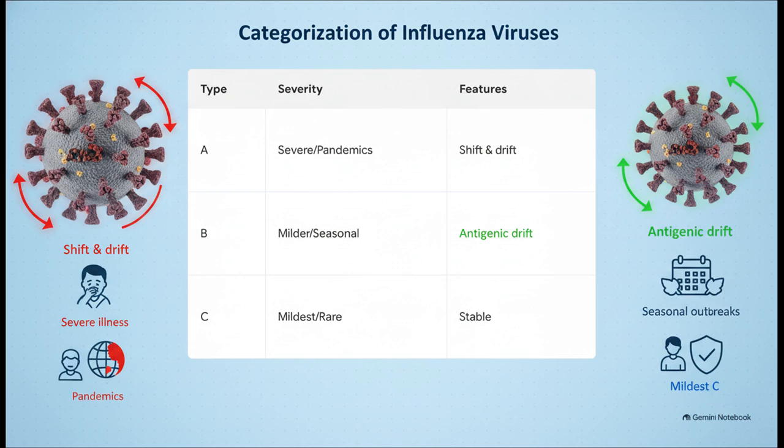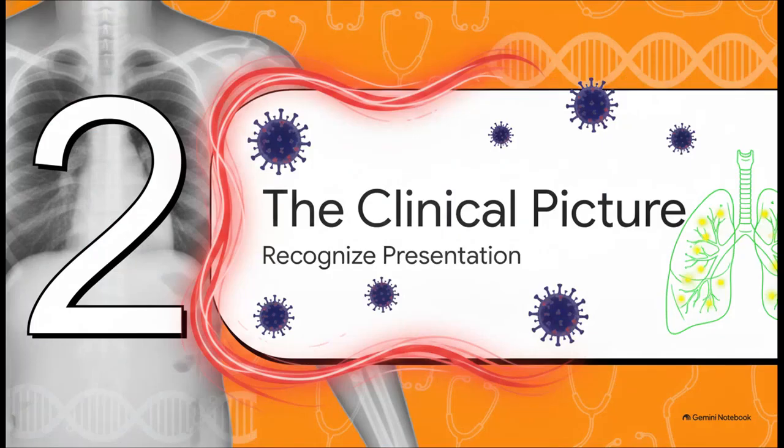Then we have type B, which is milder and drives your standard seasonal outbreaks through those minor antigenic drifts. And finally, type C. It's the mildest, pretty rare, and remains virologically stable. Moving right along to Section 2, the clinical picture. Let's look at recognizing the presentation.